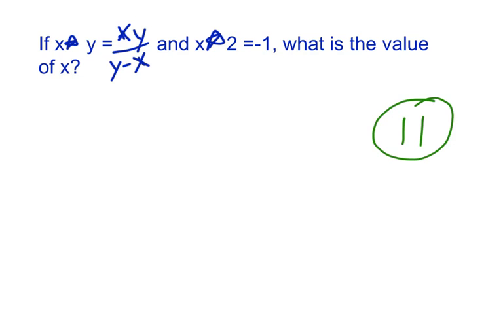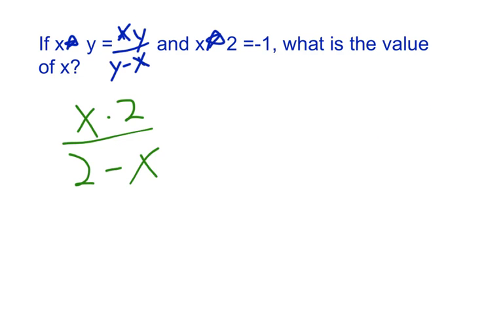And now for your solution. Alright, did you get the first step right? You're supposed to take the first number and multiply it by the second number, as denoted by xy. And then you're supposed to take the second number and subtract the first number, as denoted by y minus x. So 2 minus x goes on the bottom, x times 2 goes on the top.